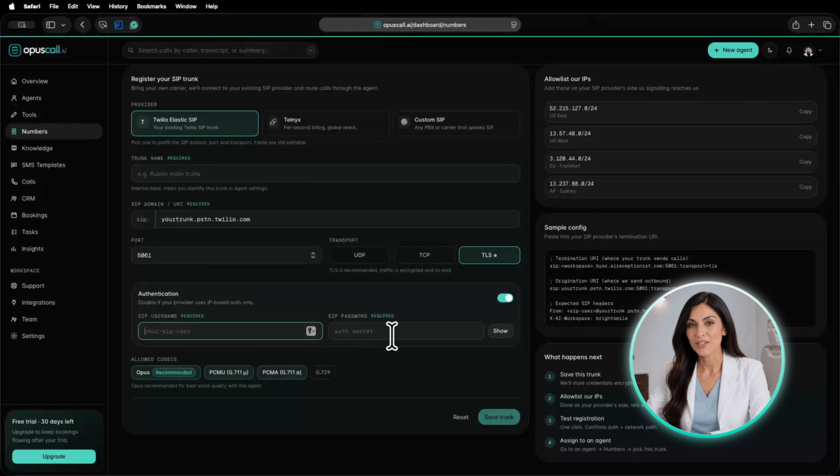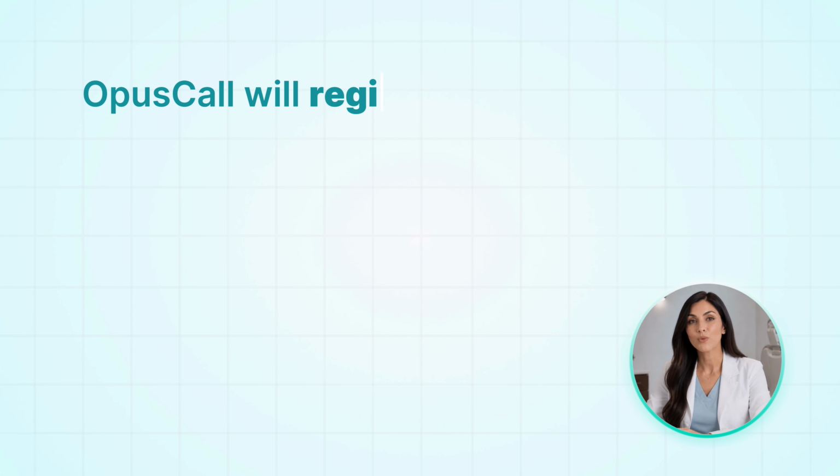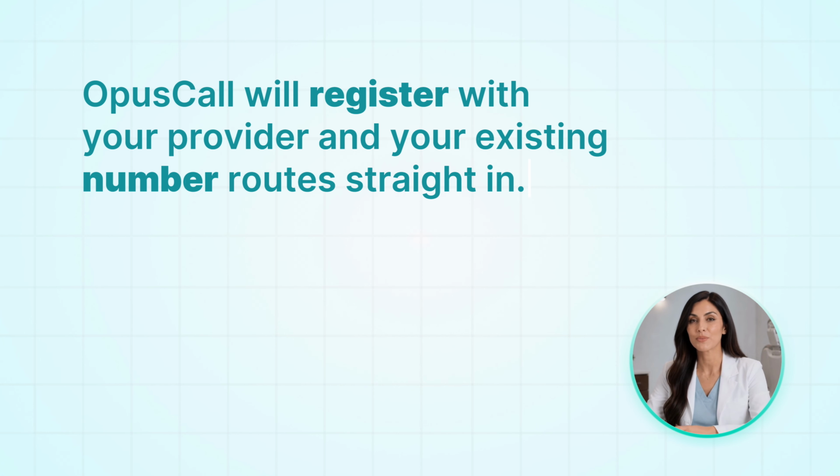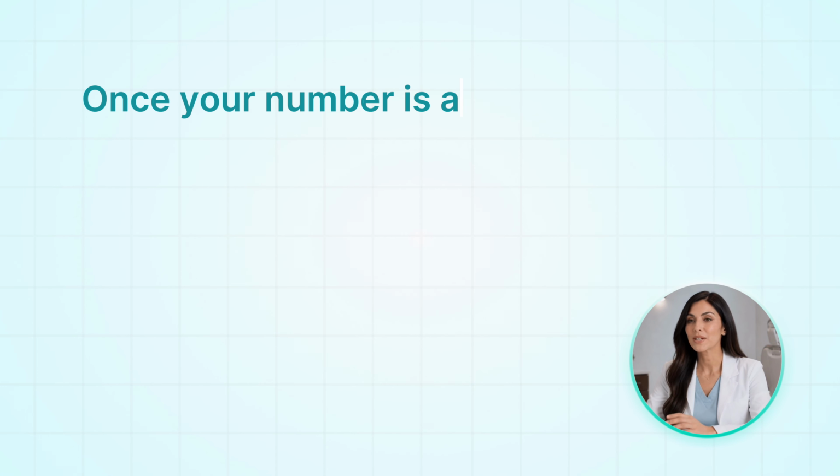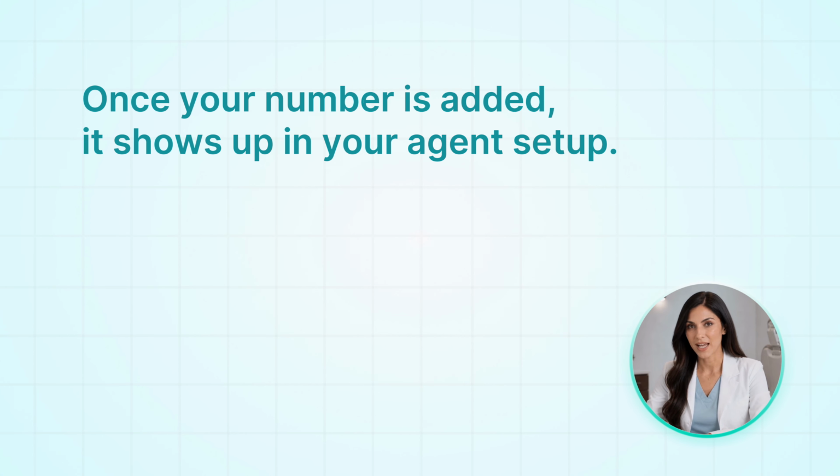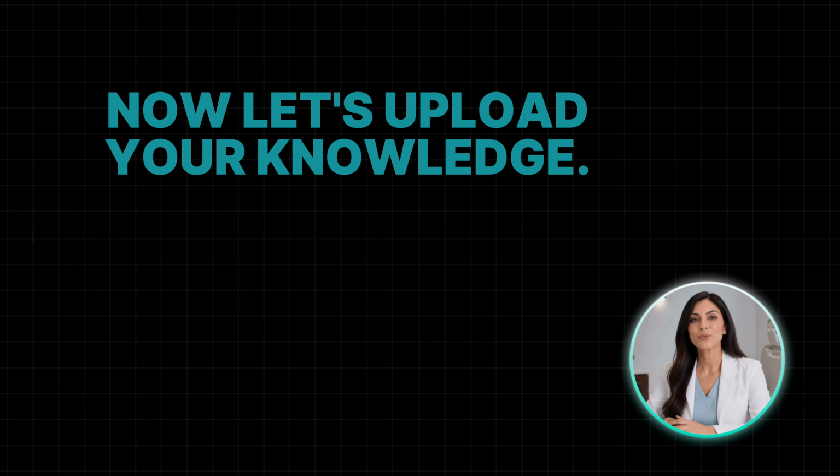Allowlist the IPs OpusCall shows you on the right side. Copy the sample config and paste it into your provider's termination URI. Hit Save Trunk. OpusCall will register with your provider and your existing number routes straight in. Once your number is added, it shows up in your agent setup. Done. Now let's upload your knowledge.